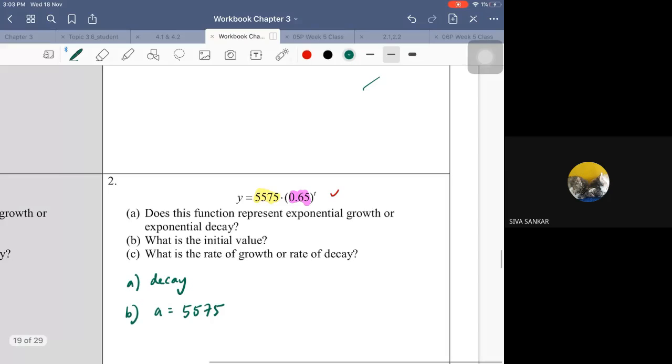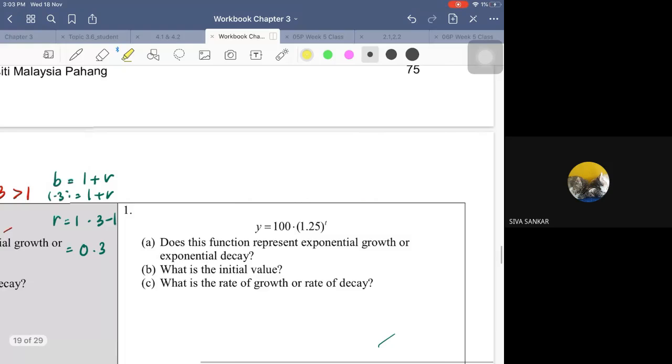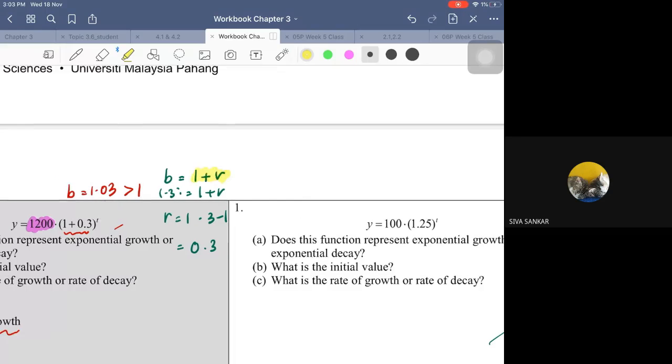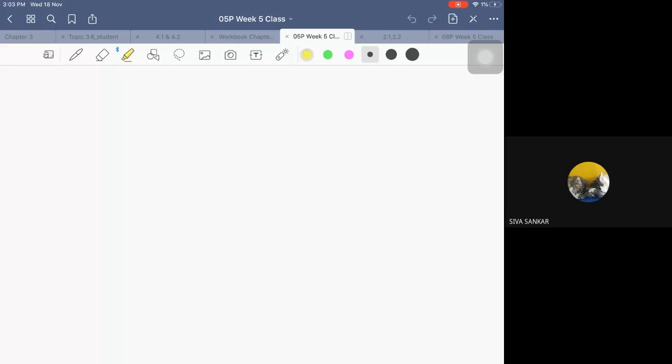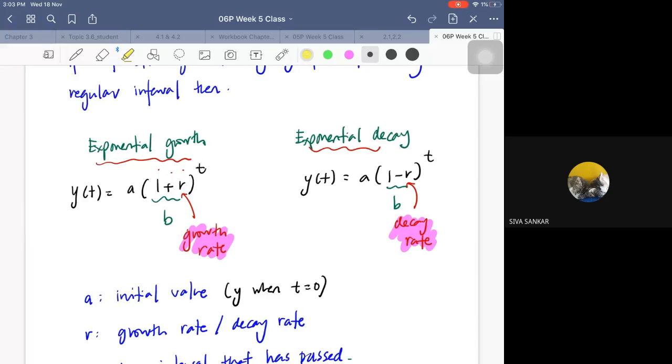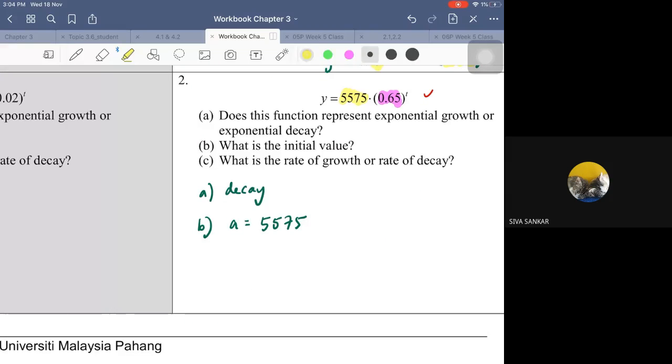Sama juga macam tadi. So bila dia decay sebenarnya ni adalah Y sama dengan A B kuasa T, ataupun A darab dengan 1 tolak R kuasa T. So kalau dia adalah decay, so B adalah sama dengan 1 tolak R. Kalau dia adalah growth, B adalah sama dengan 1 tambah R. Ni macam yang saya tulis kat sini. Ni beza dia. B 1 tambah R bila dia growth, and dia adalah 1 tolak R bila dia adalah decay. So for this case, kita boleh tulis dia.